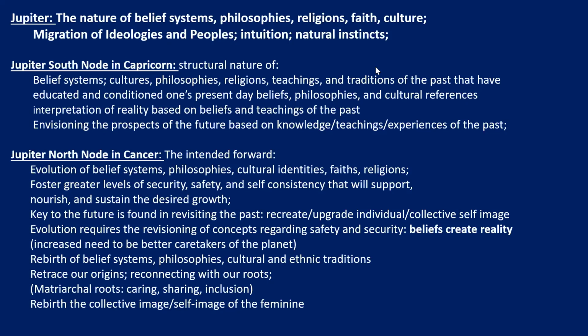And so we have a South Node in Capricorn, and we have the structural nature of the belief systems, cultures, philosophies, religions, teachings, and traditions of the past that have educated and conditioned one's present-day beliefs, philosophies, and cultural references. So this is our interpretation of reality, but based on those beliefs and teachings of the past. And this is how we envision our prospects of the future based on that knowledge, those teachings, those experiences, right?